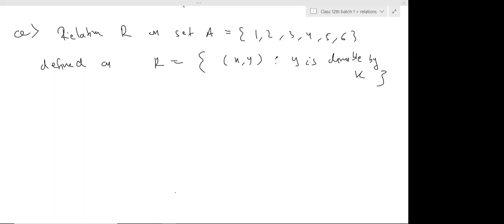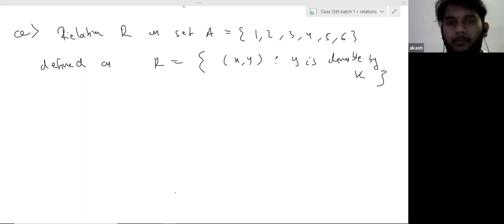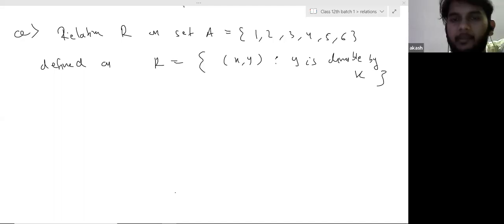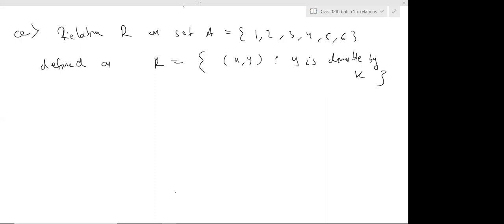Sir, R is symmetric but not transitive and reflexive. Everyone done with the question? Sir, it is y is divisible by x, right? Right, y is divisible by x. Actually, it is reflexive, it is not symmetric, and it is transitive.